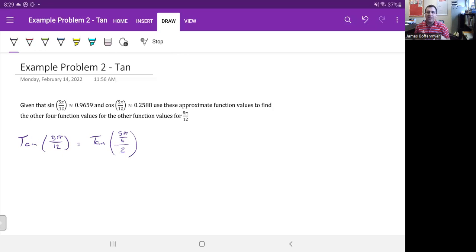So now we get to work with the 5 pi over 6, because 5 pi over 6 is actually in our unit circle. All right, so when we do the tangent formula, remember I had 1 minus cosine of my angle divided by sine of my angle. That's the formula I'm utilizing. So I would be doing 1 minus cosine of 5 pi over 6 divided by sine of 5 pi over 6.